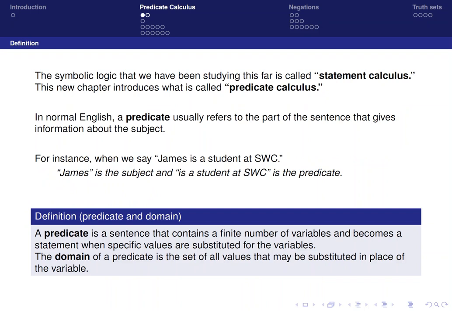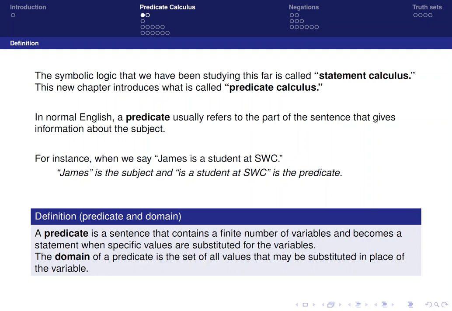This is the reason why we have something called predicate calculus. In normal English, the word predicate usually refers to the part of the sentence that gives information about the subject. So for instance, saying James is a student at Southwestern would imply that James is the subject and is a student at Southwestern College is the predicate.